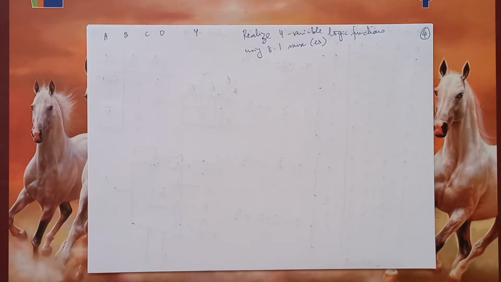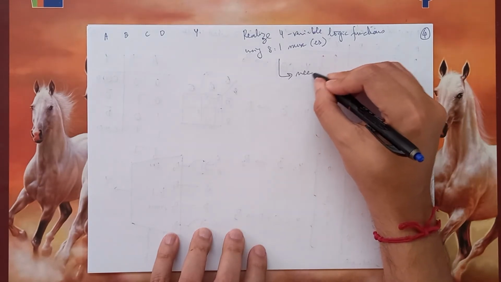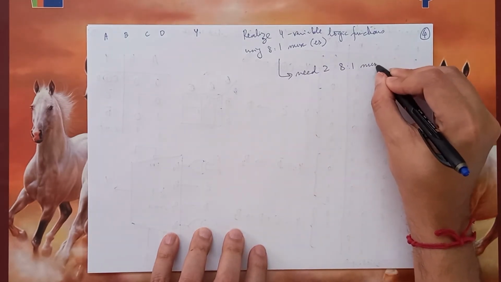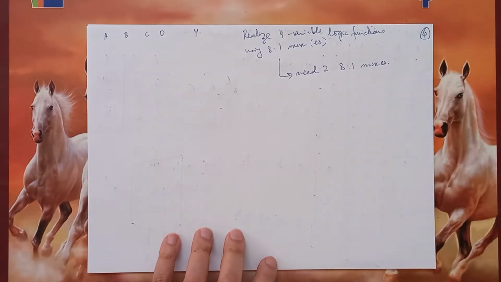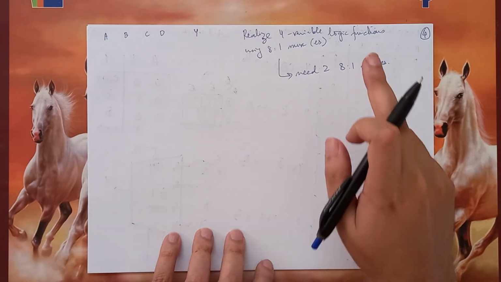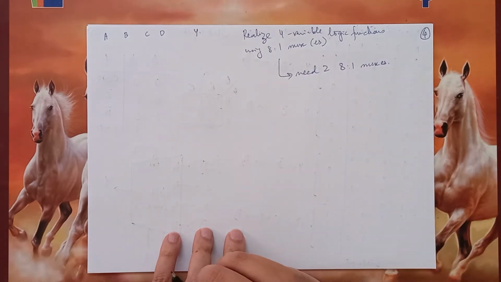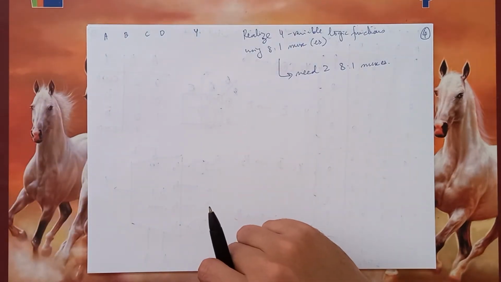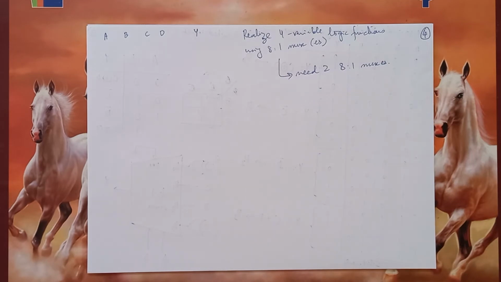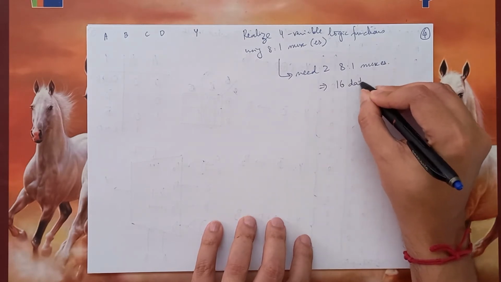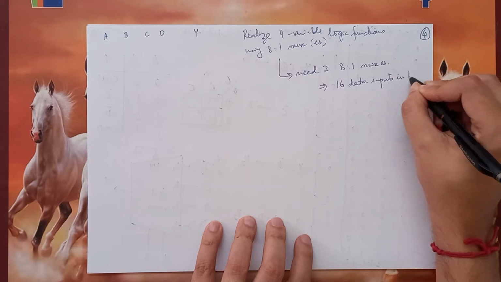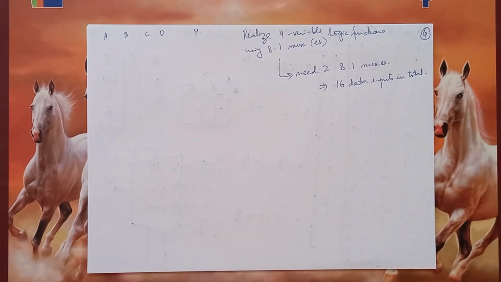Now, in an ideal world, if there was no constraint on the number of 8:1 muxes, how many muxes would we need? The result tells me I will need 2 muxes. Why? Because each 8:1 mux consists of 8 data inputs, and a 4 variable logic function has 16 rows. So if I have 2 8:1 muxes, I could have 16 data inputs in total.